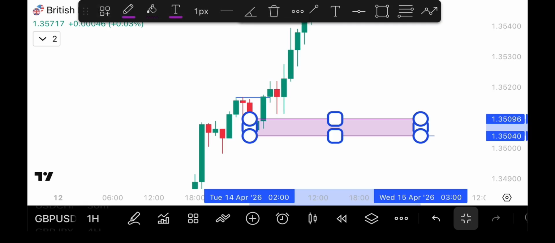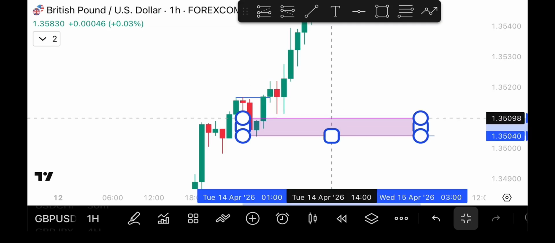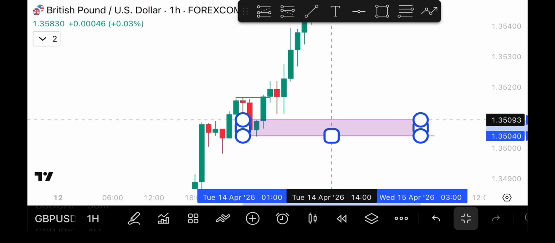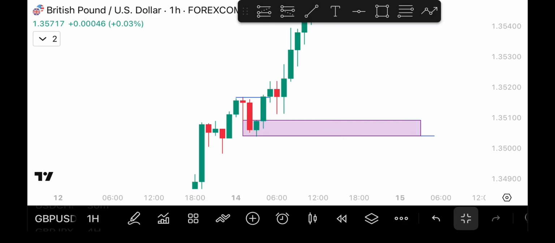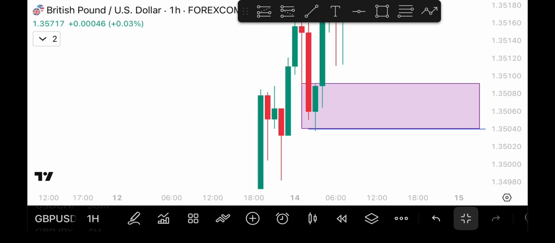I need to go to a higher time frame to make it more visible and a little bit clearer for me to be able to mark. So now I went down to the 1 hour to make sure it is precise, because I trade based off precision.